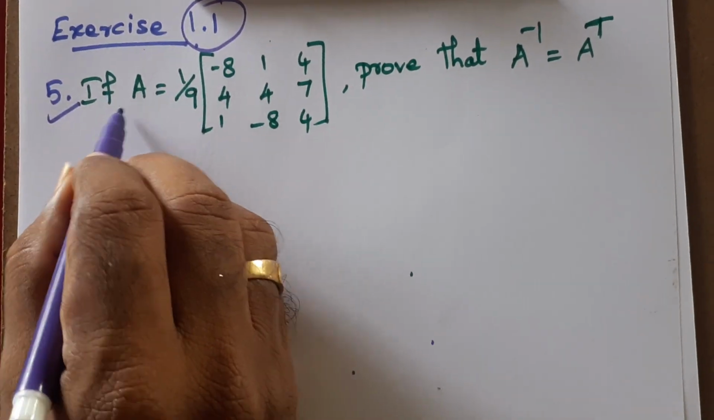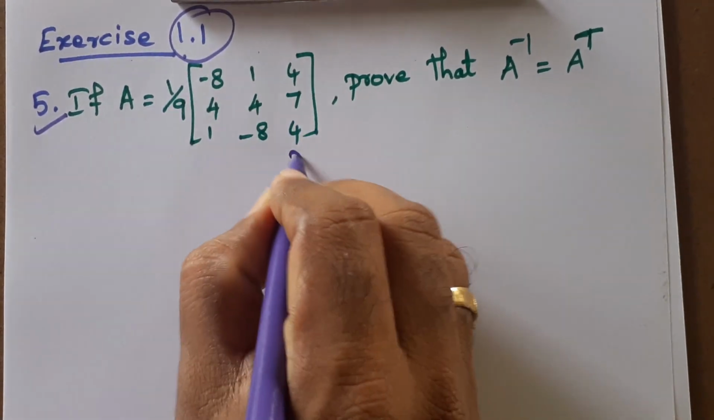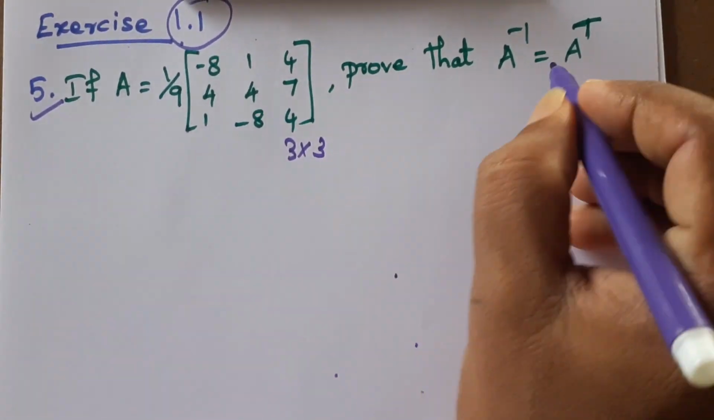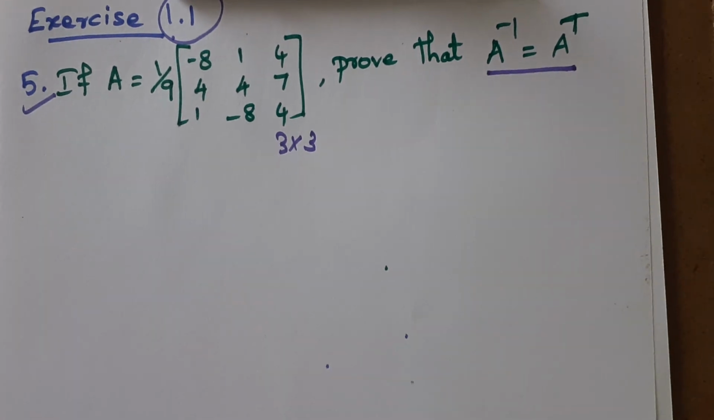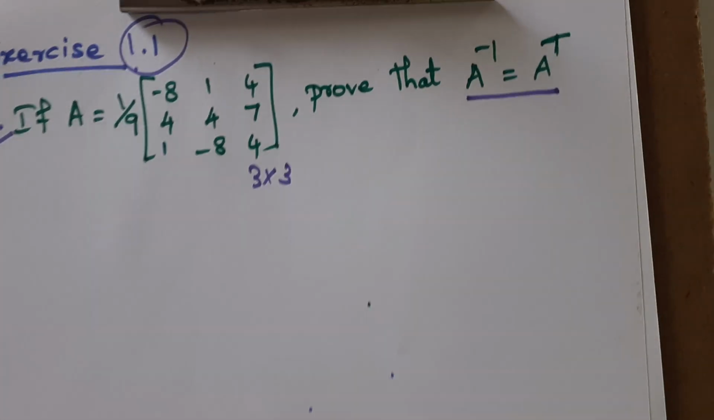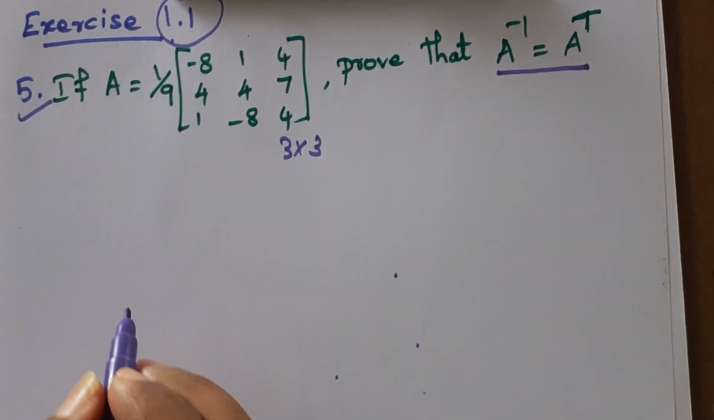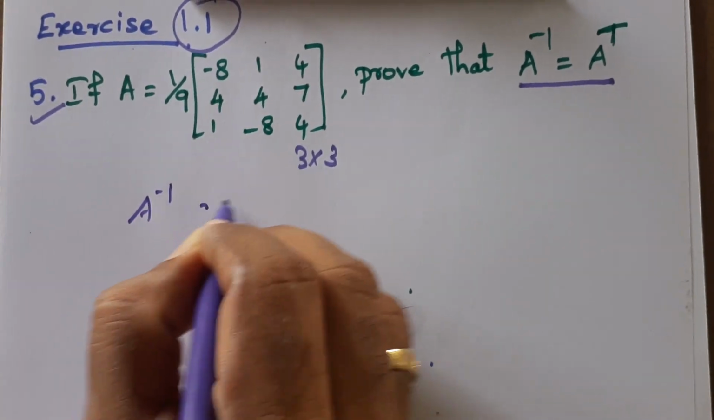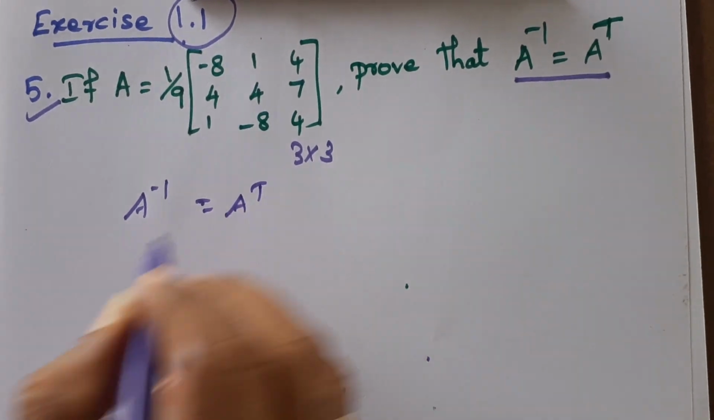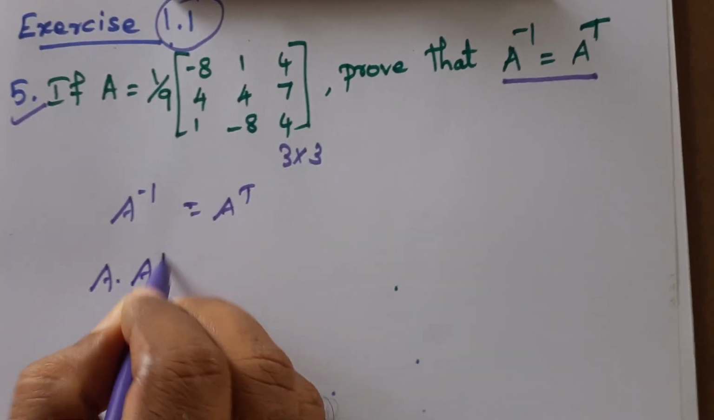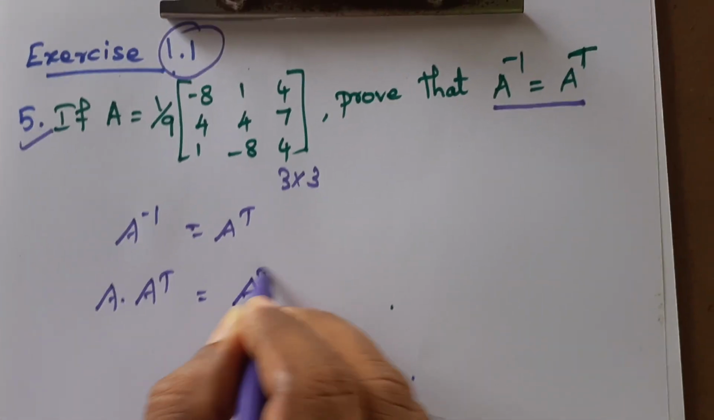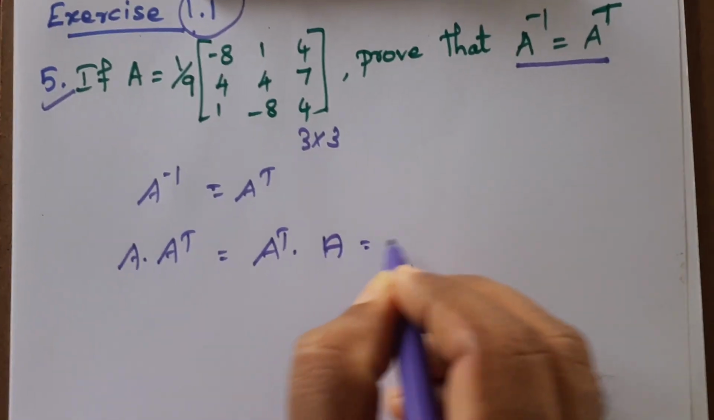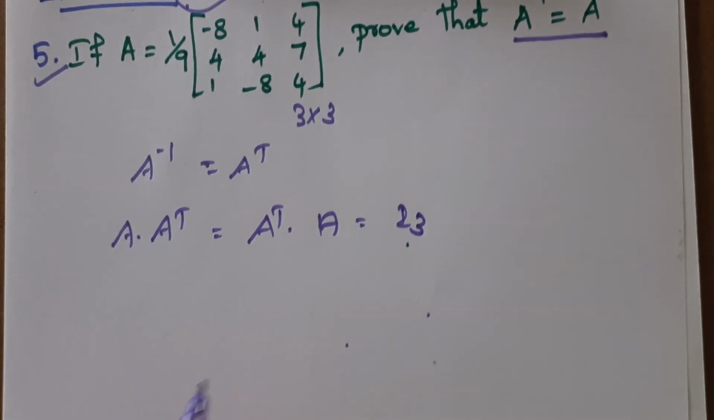What is the question? If A is equal to 1 by 9, a 3 into 3 matrix set, prove that A inverse is equal to A power T. So already I have proved in basic concept, A inverse will be equal to A power T, means A into A power T is equal to A power T into A is equal to I3.